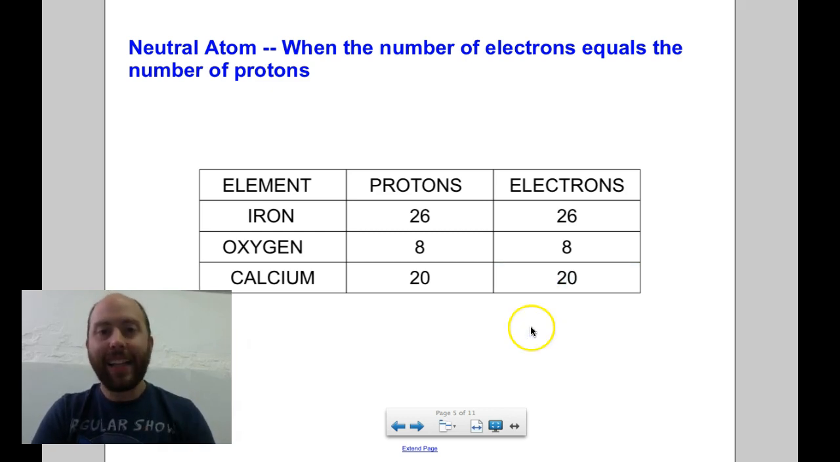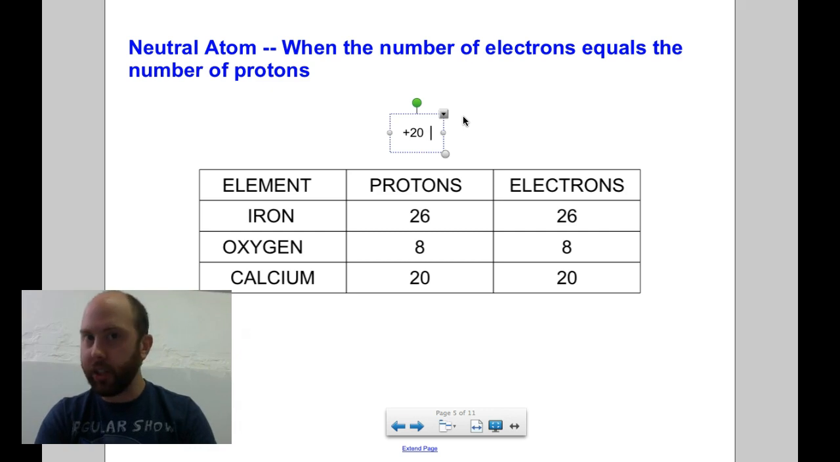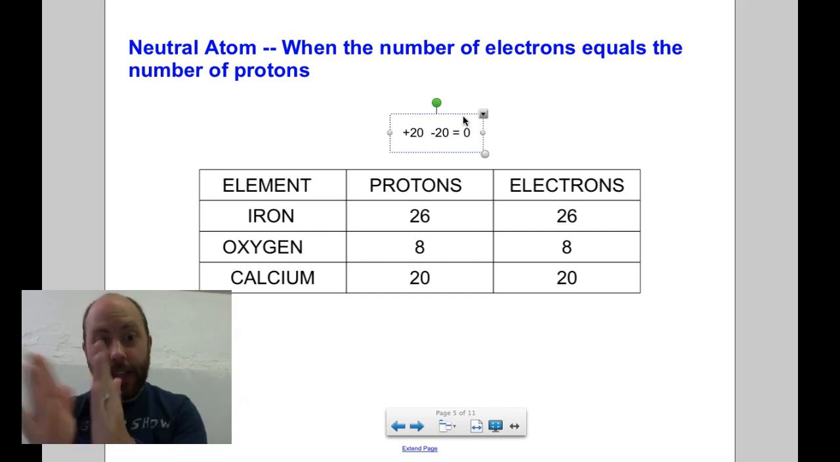And again, I like to think of this as kind of like math terms. Let's see if my numbers were right here. Oh, there you go. Cool. So, protons are positive, right? So you have 20 protons, you have a positive 20. Now, let's say you have 20 electrons. Electrons are negative, right? So if you have 20 of those, you have negative 20. Well, what's positive 20 and negative 20 put together? Yeah, that's right. 0. Good job.